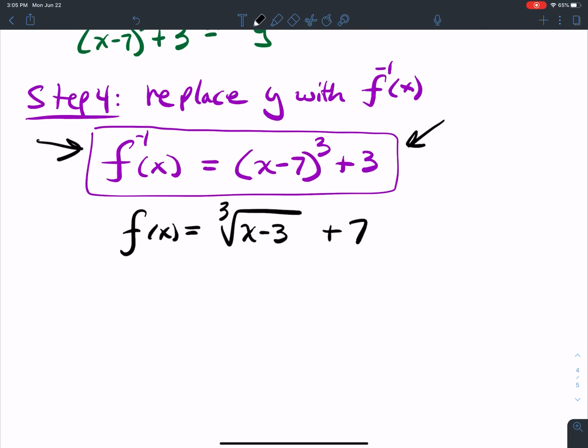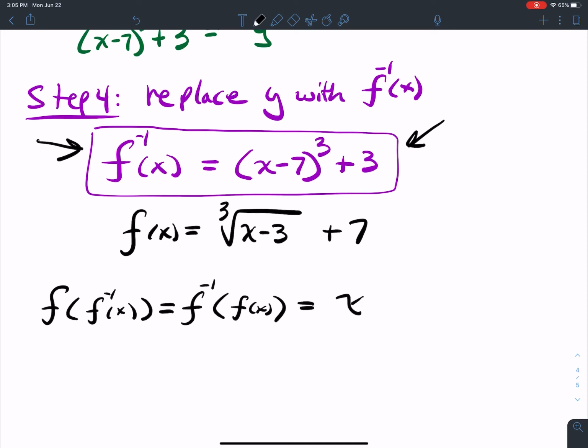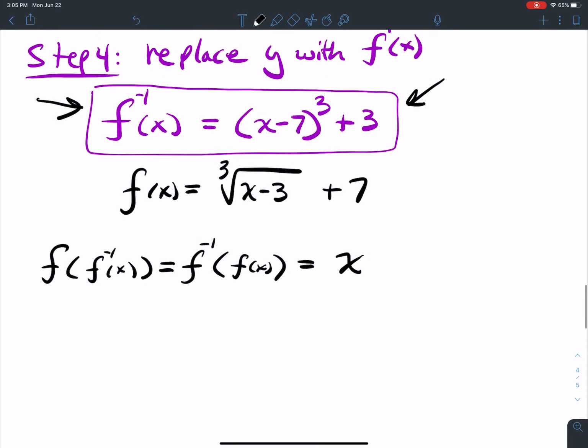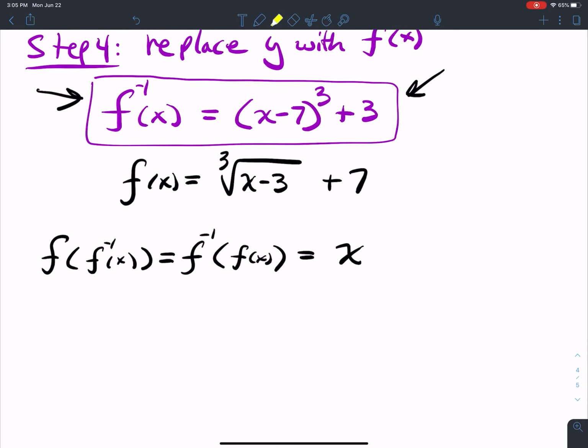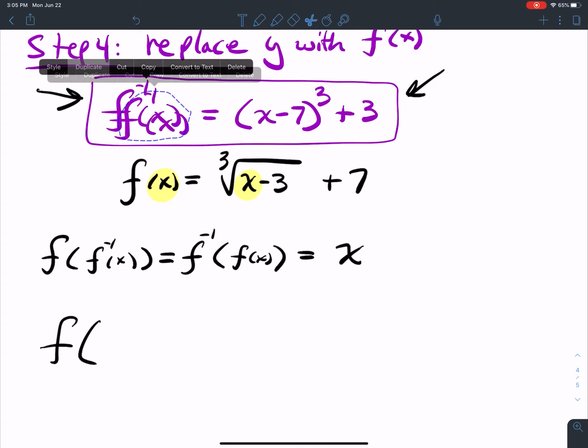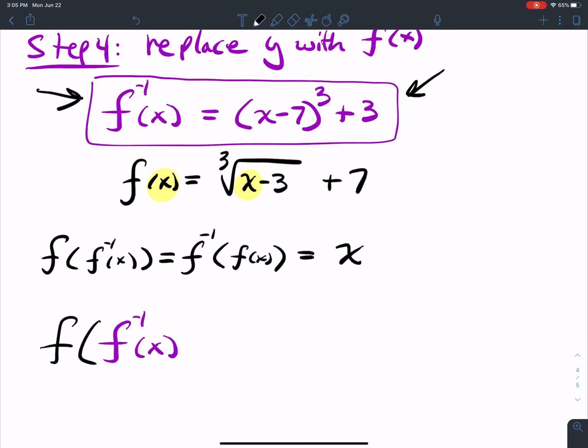Now, one thing that is interesting about the inverse function is that if I compose the two inverse functions, I will get the same thing. f composed with f inverse is equal to f inverse composed with f, which is equal to x. Very interesting. So let's try it out. This says f of something. So I take the f of, and then what is my something? My something is f inverse of x.